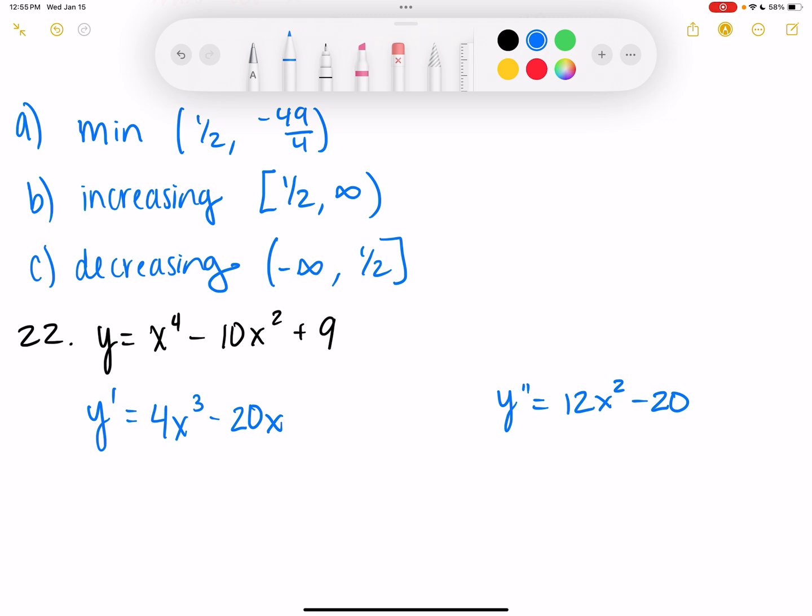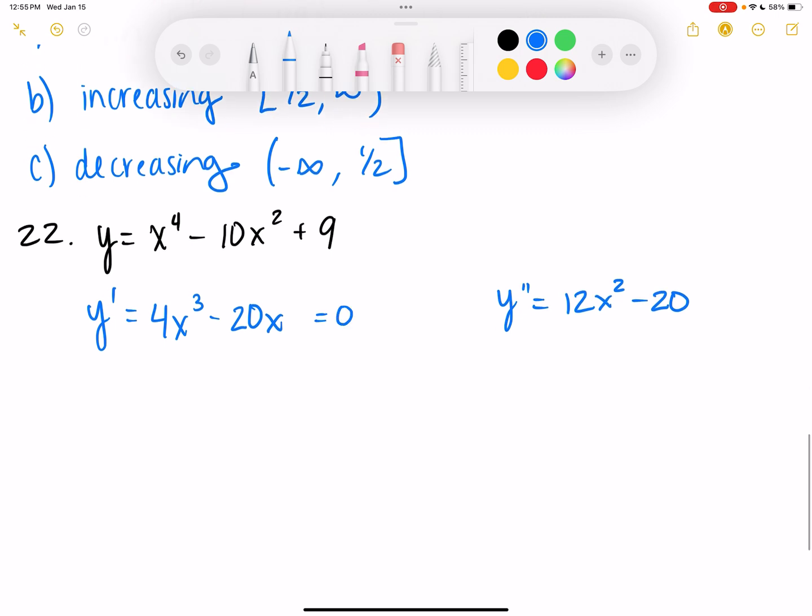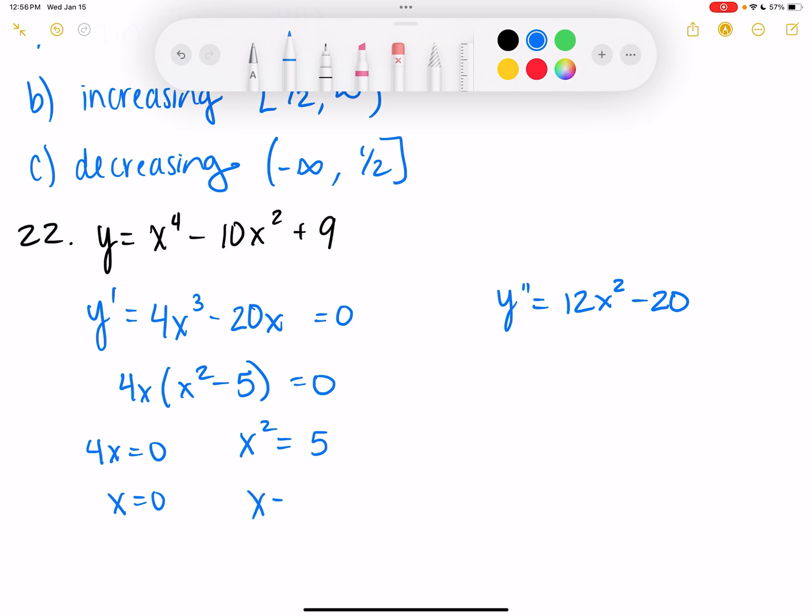All right. Now I need to look for critical points. So I set this equal to 0 and solve. I would factor out 4x first, which leaves me with x squared minus 5. So 4x equals 0, thus x equals 0. Then x squared equals 5, and then x equals plus or minus the square root of 5.